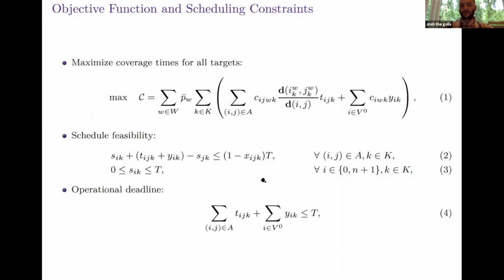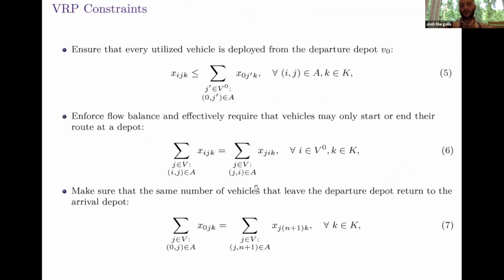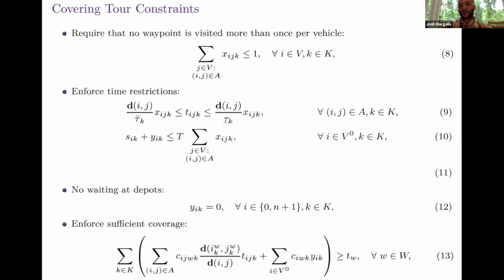We have some schedule feasibility and operational deadline constraints. You have your vehicle routing problem constraints as well, and then some covering constraints in the main formulation. The one I do want to highlight here is this last one. What this does is it enforces sufficient coverage of each target. Again, it's identical to that of our objective function, although now we're bounding it below per target. It's also the complicating constraint, if you will. It actually links the vehicle fleet itself in the formulation and makes it non-separable.